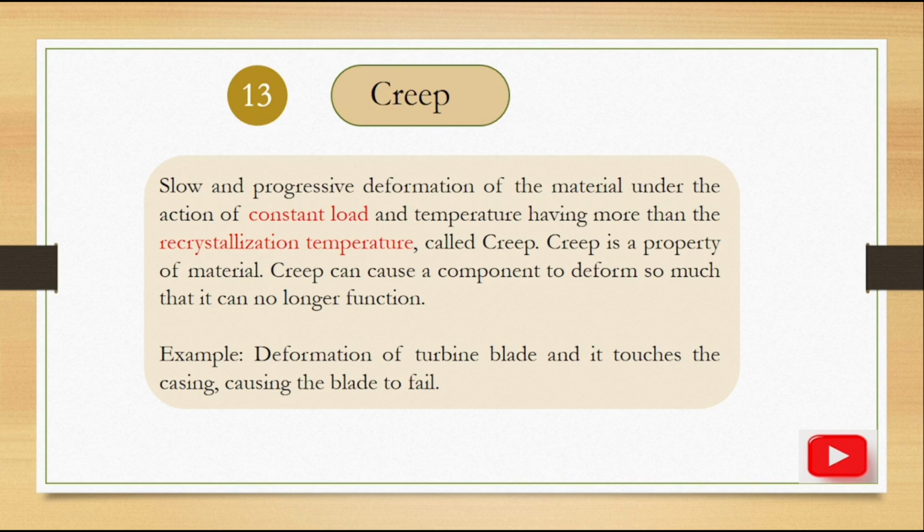Example, deformation of the turbine blade, which touches the casing, causing the blade to fail, because here the turbine blade works under higher vibration and at a temperature more than the recrystallization temperature. Due to higher temperature, as time passes, the turbine blade length increases. So it causes the failure of the turbine blade because it touches the turbine casing.